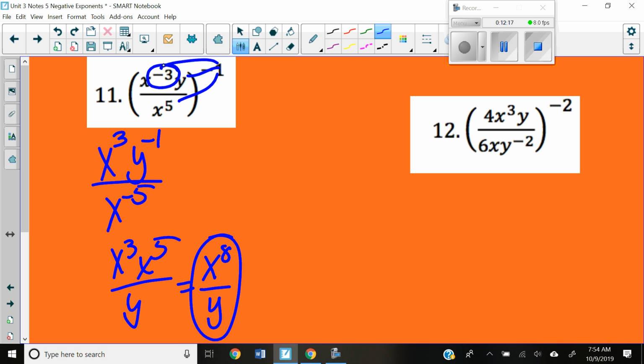I get x to the positive 3, y to the negative 1, and x to the negative 5th. And then I'm going to just move my y and my x to the negative 5th. They both become positive. I have x's on the top. That gives me x to the 8th. And I have my y on the bottom. All right, so I'm going to pause the video here and get problem 12 done for you, and then we'll talk about it.